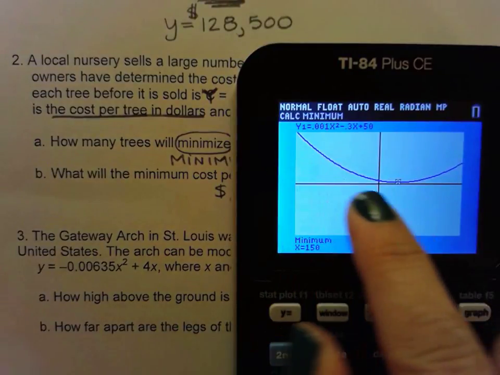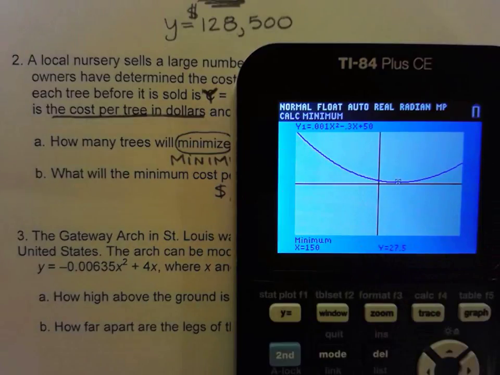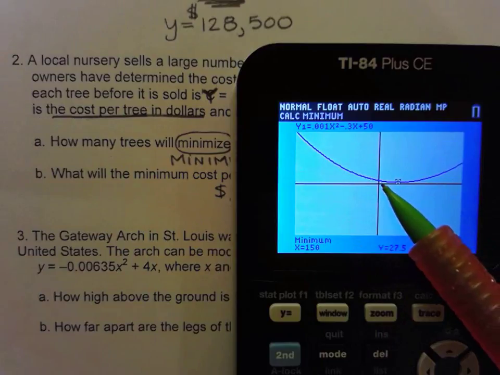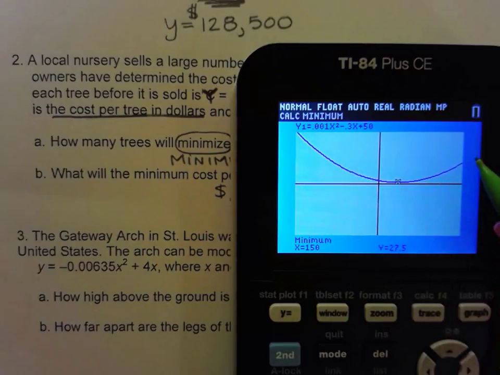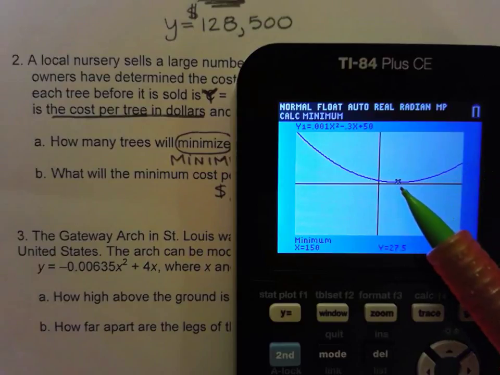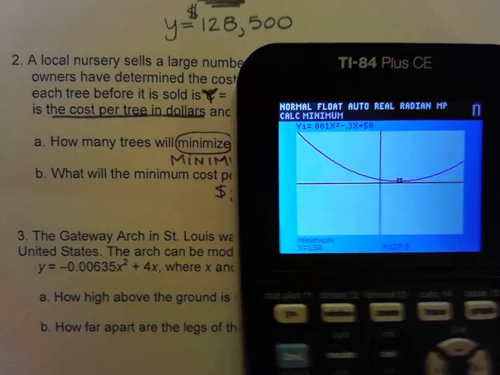This parabola represents all of the different possibilities for each number of trees that the nursery sells. So over here still has a greater cost, and over here the cost still goes up. This spot right here is where there's going to be a minimum, so the least expensive amount per tree.